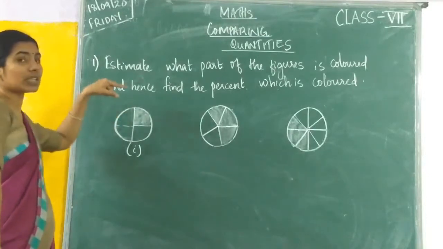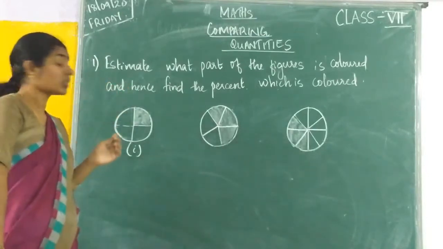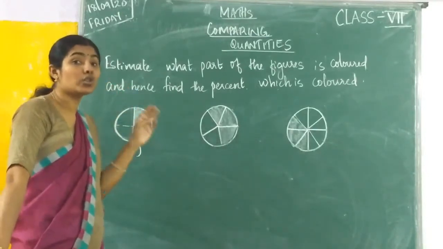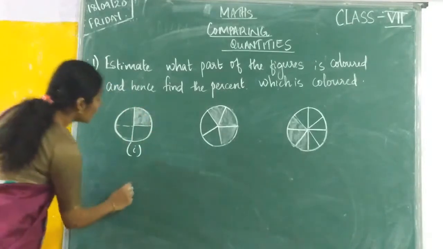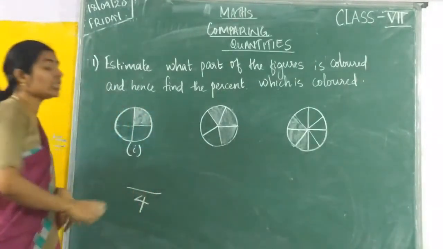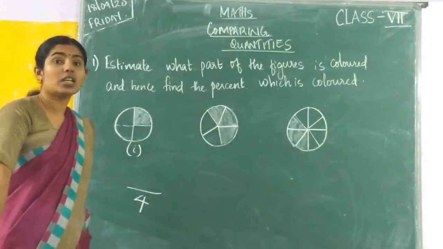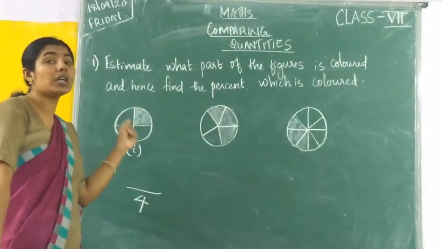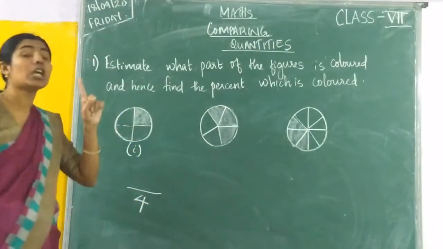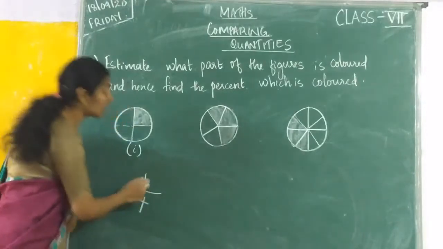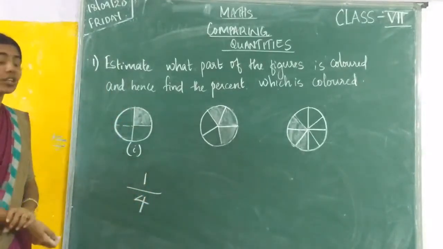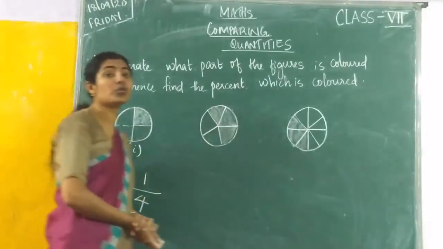In this given circle, how many parts are divided? It is divided into 4 parts. So total how many parts are there? 4 parts. Out of 4, how many parts did they shade? Only 1 part. So what is the fraction? The fraction is 1 by 4.